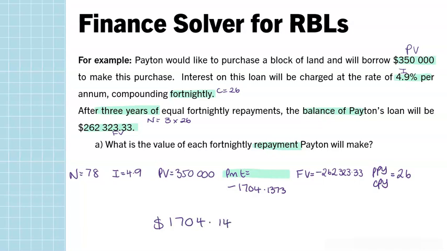$1,704.14. Now note that the payment amount, the PMT, is negative because I'm giving that money to the bank to pay off my loan. But when I state the payment, I'm stating it as a positive value, as a monetary value. The other thing as well, we always round our dollar values, our monetary values, to 2 decimal places.